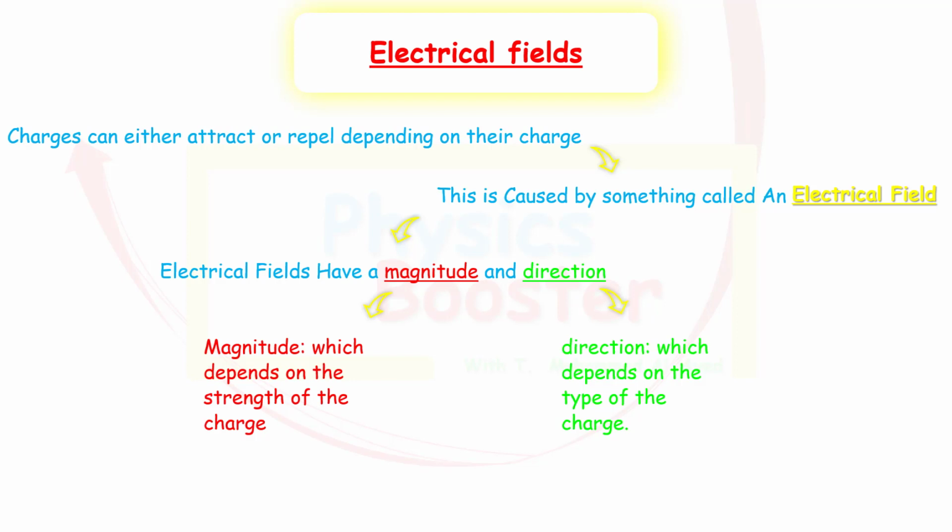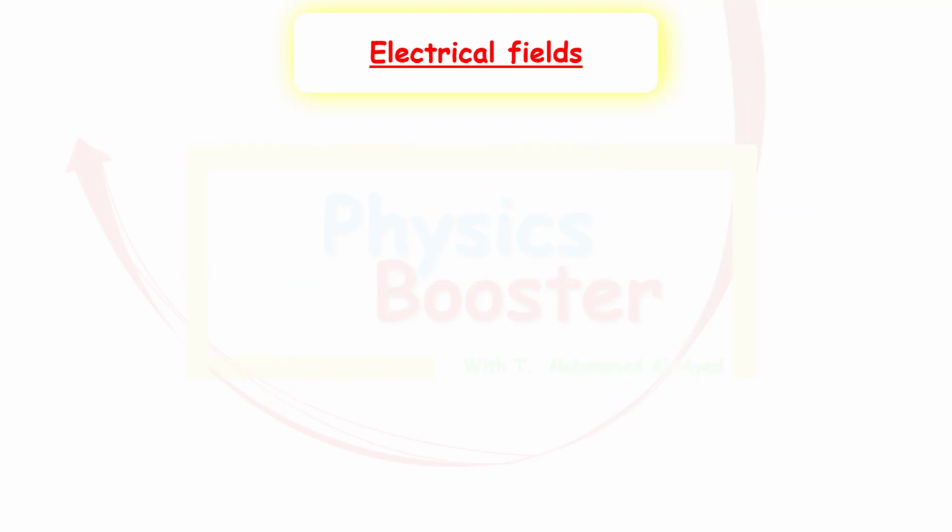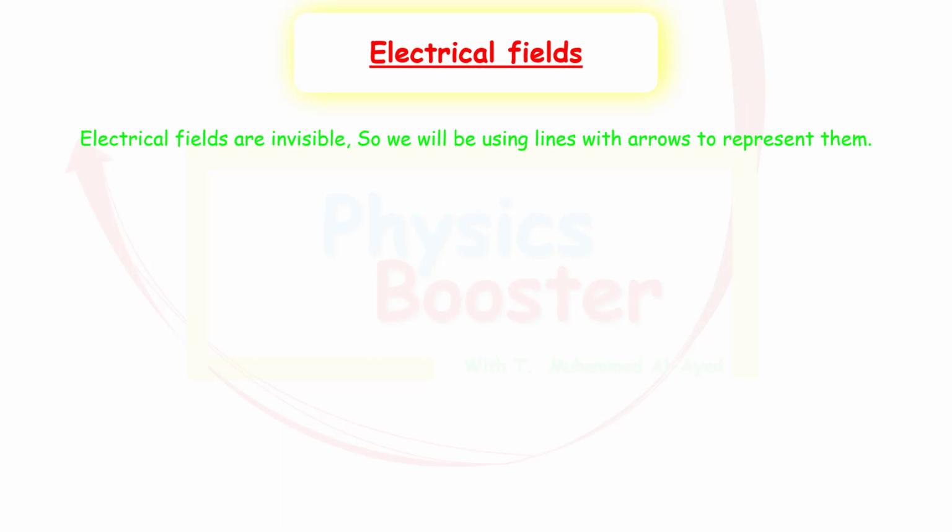And we know that there's a force between these charges, and we also know that forces are vectors. So now it's like the pieces of the puzzle are getting together. We know that an electrical field has a magnitude and a direction, and we know that there are forces between these particles caused by this electrical field. So an electrical field is a type of force that has a magnitude and a direction. The magnitude depends on the strength of this charge, while the type of the charge affects the direction of this electrical field. Okay?